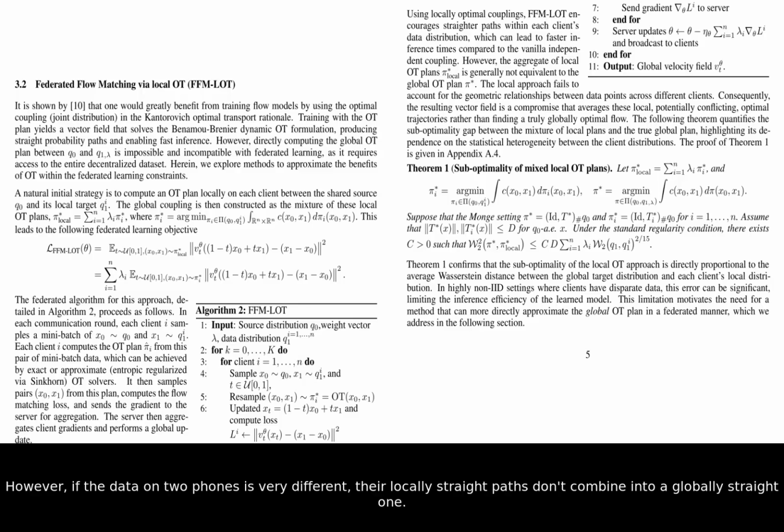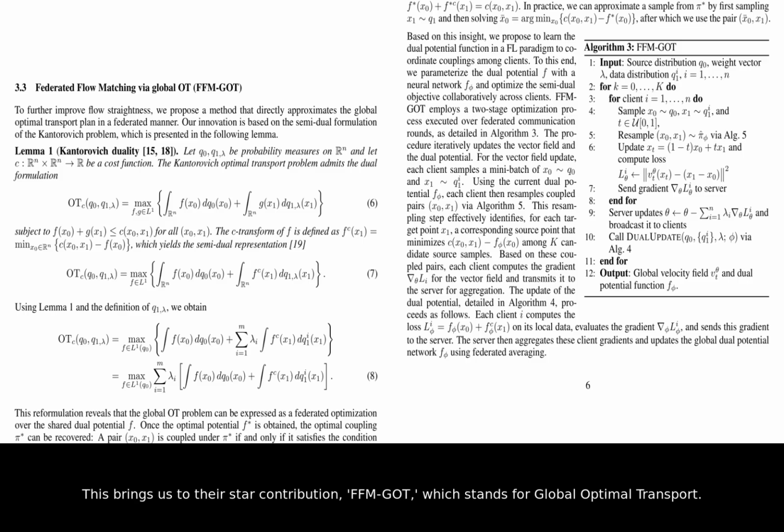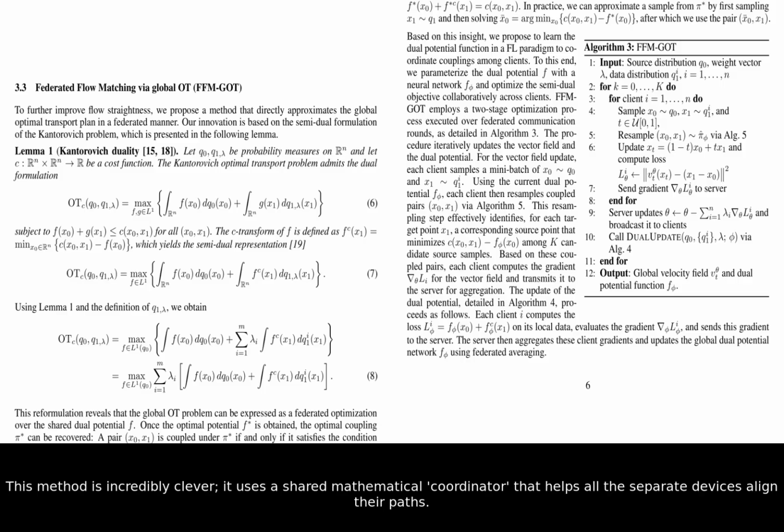However, if the data on two phones is very different, their locally straight paths don't combine into a globally straight one. This brings us to their star contribution, FFM-GOT, which stands for Global Optimal Transport. This method is incredibly clever. It uses a shared mathematical coordinator that helps all the separate devices align their paths. This allows them to learn a single, globally straight path from noise to image, all without ever sharing any private data.